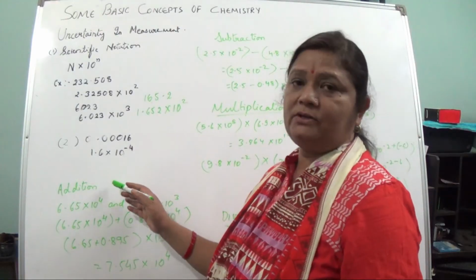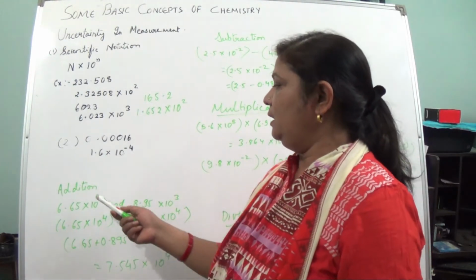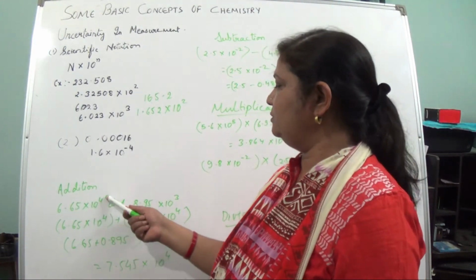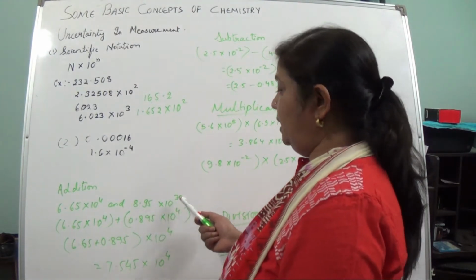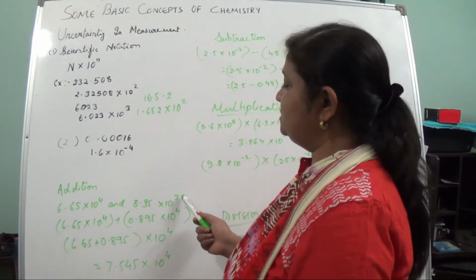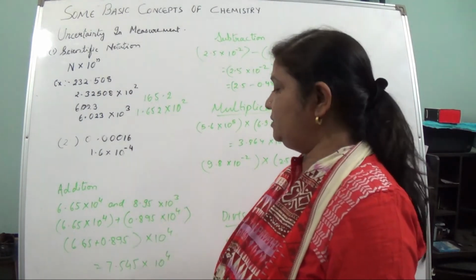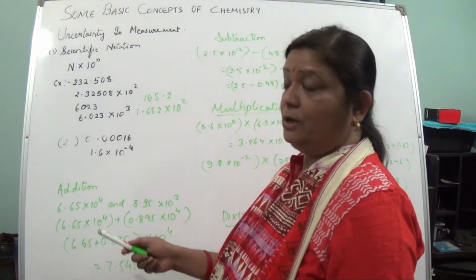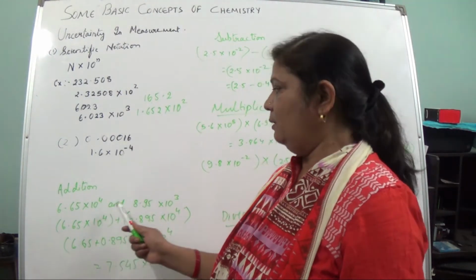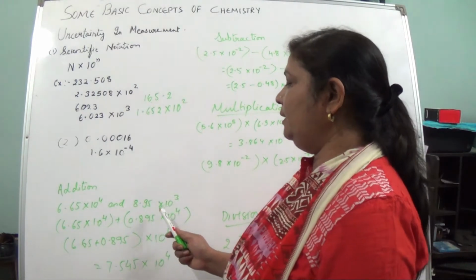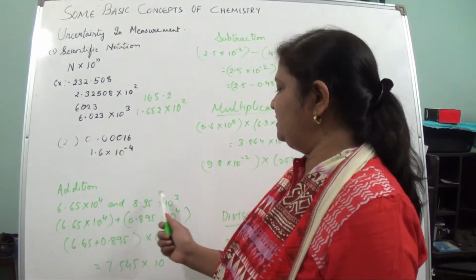If we are doing addition of scientific notation, what happens over here? Here 6.65 into 10 to the power 4 we have taken, and we are adding 8.95 into 10 to the power 3. So here you can see the powers are different. If the powers are different, addition becomes difficult. So first of all we adjust the power. Either we will be adjusting 3 or we will be adjusting 4 over here. Here I am adjusting 3.